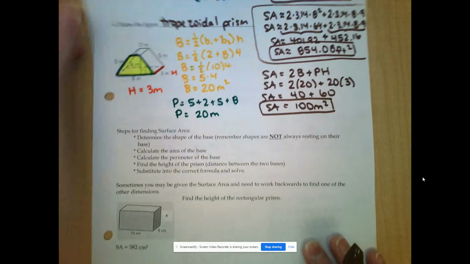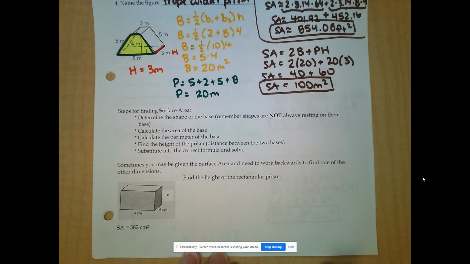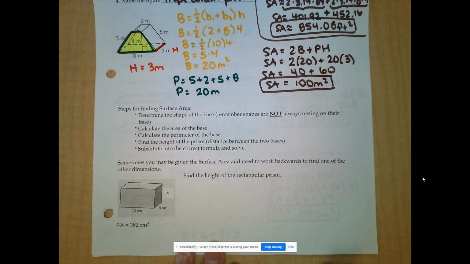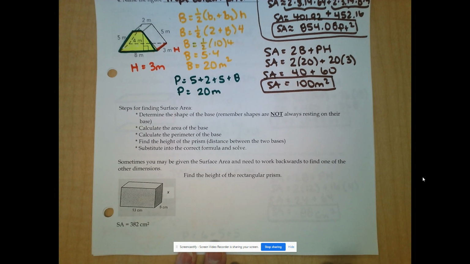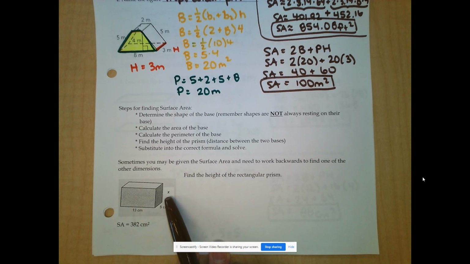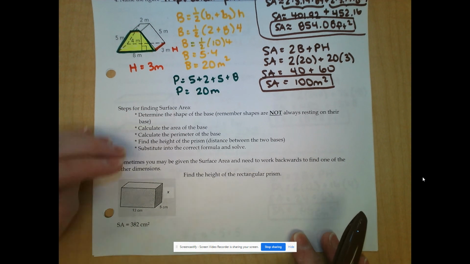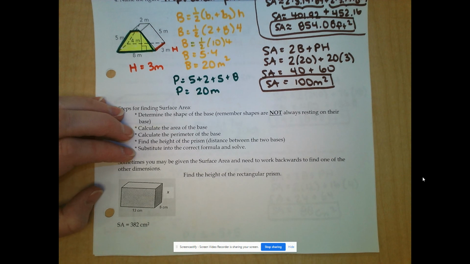Last but not least, we have a surface area question down here. It says, determine the shape of the base. Remember, shapes are not always resting on their base. Calculate the area of the base, calculate the perimeter of the base, find the height of the prism, the distance between the two bases. In this case, it was from front to back, and substitute into the correct formula and solve. But what if one of those dimensions is missing? If a dimension is missing, you have to be given the surface area in order to find the missing dimension. So I'm going to do everything that I can.